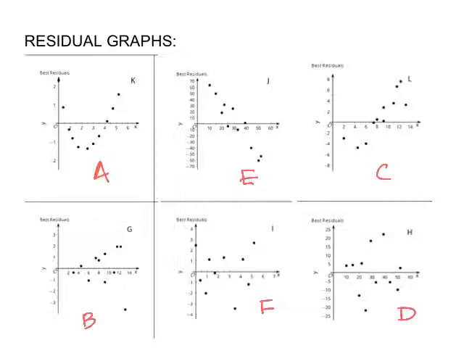All right, here are the answers. So the linear graphs, A goes with K, E with J, etc. Now I want you to just look at the residual graphs and determine which one represents the line of best fit, then determine which one represents the line of worst fit. Pause it and make your decisions now.